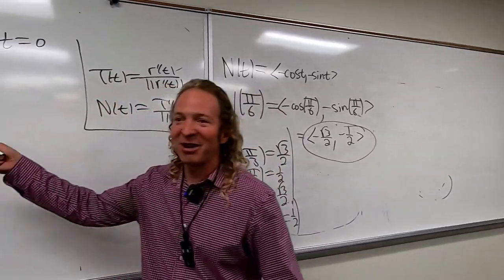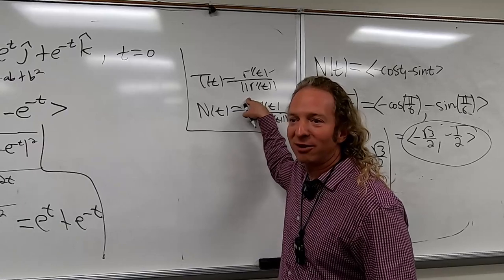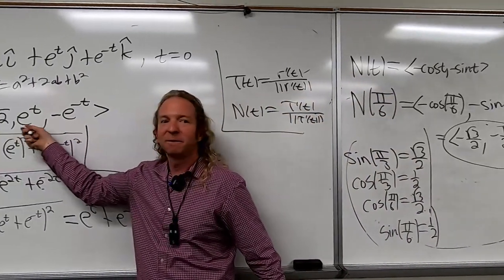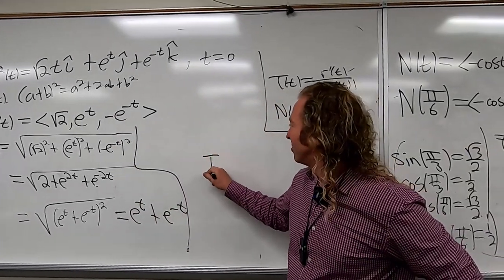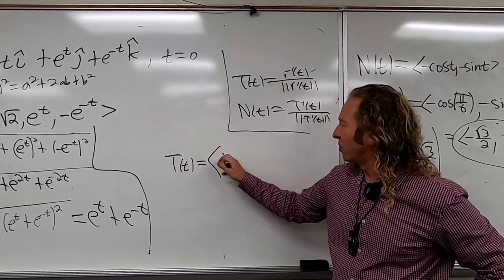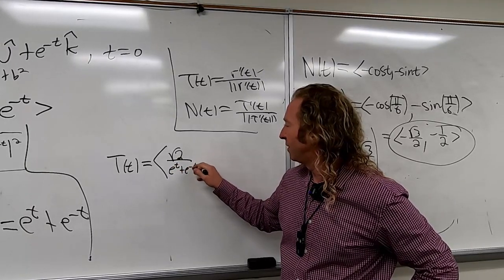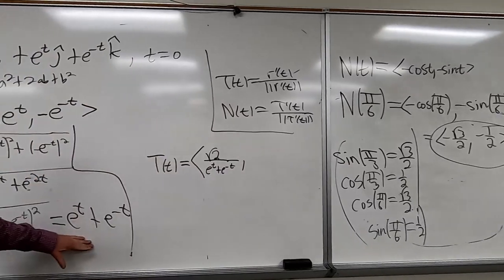Okay, so now we have to find T. So if r prime over the magnitude of this, basically we have to divide each of these by that. So T of t will be the angle bracket, square root of 2, e to the t plus e to the negative t, comma, and then e to the t over that.